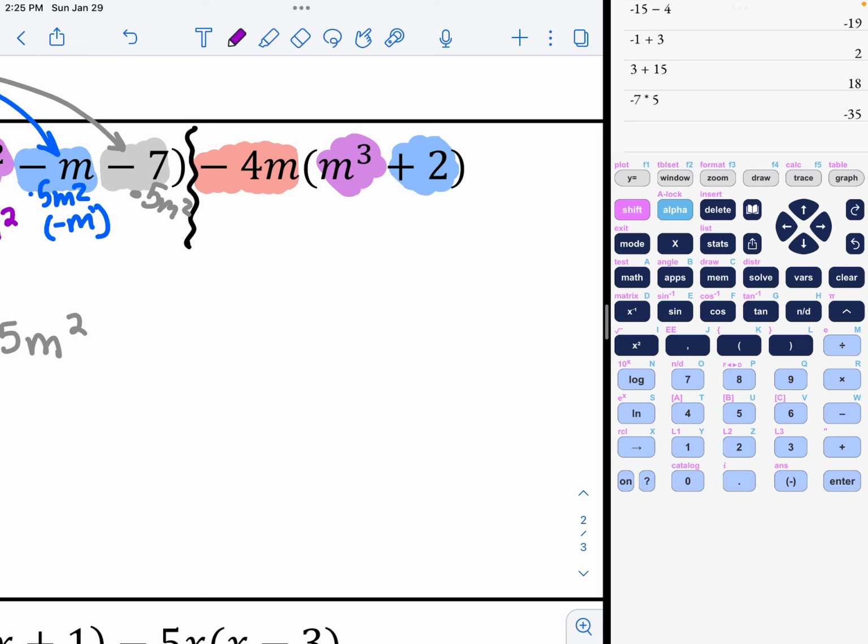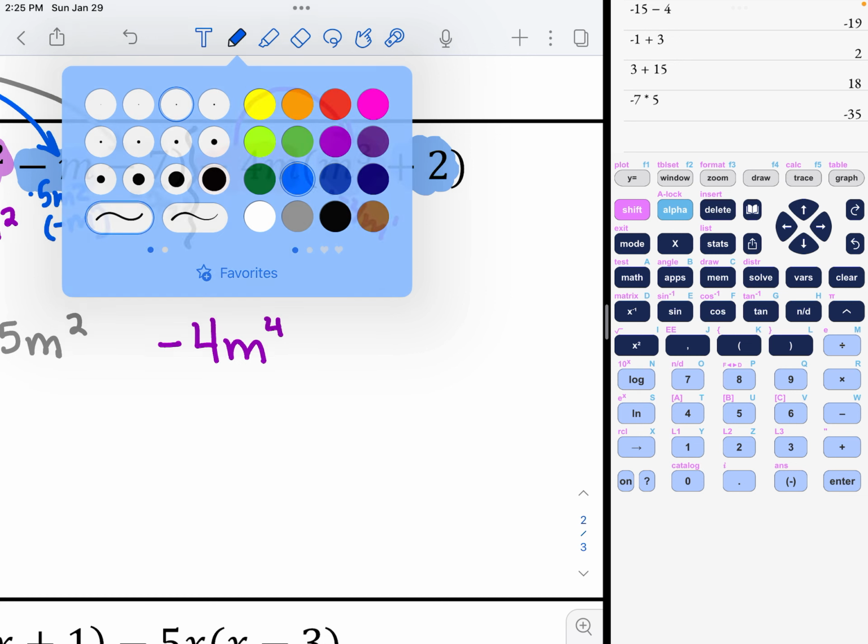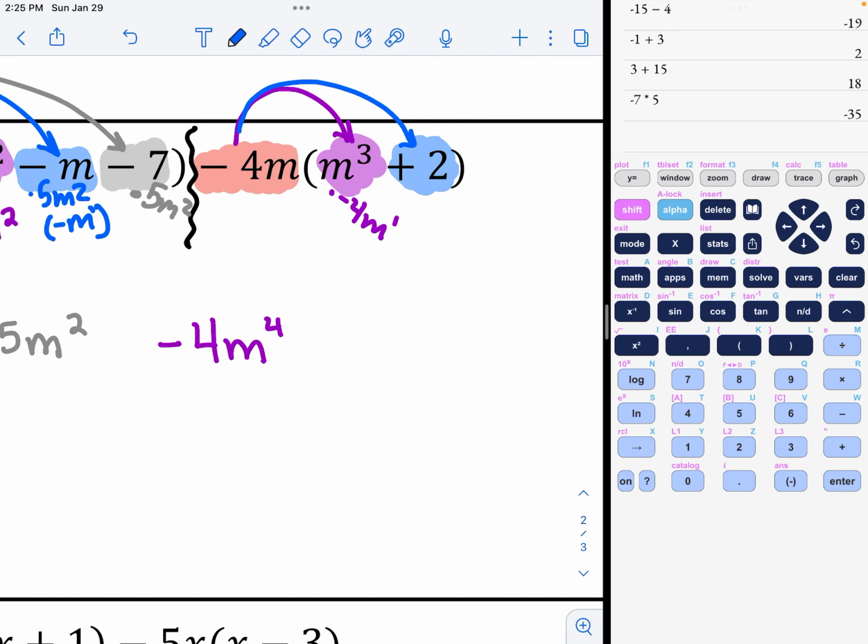So my first arc is going to be this negative 4m times that m3. So times negative 4m. So let's see, that's going to be a minus 4m4 because there's a 1 on that. And then this arc is going to be, so times negative 4m. Let's see, 2 times negative 4 is negative 8 with an m.